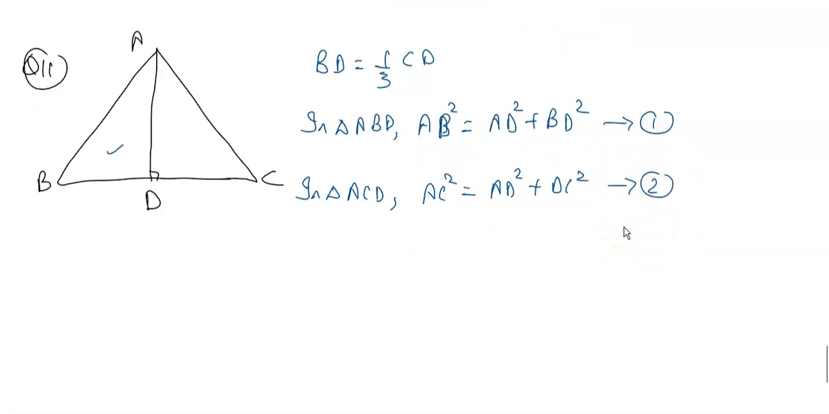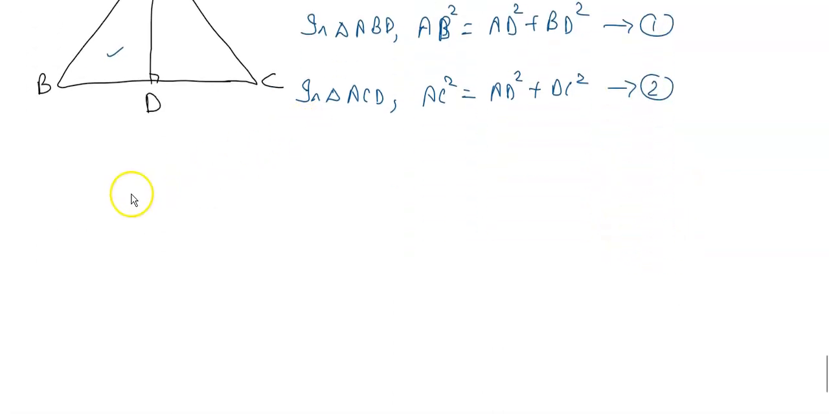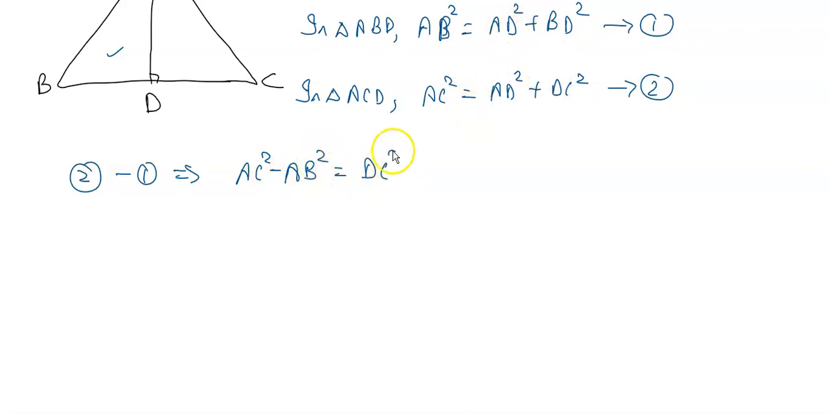Now if I look at the expression where I am supposed to find K, I want CA square minus AB square. So 2 minus 1. That will create CA square minus AB square. So AC square minus AB square is equal to, AD square will get cancelled, so this will be DC square minus BD square.